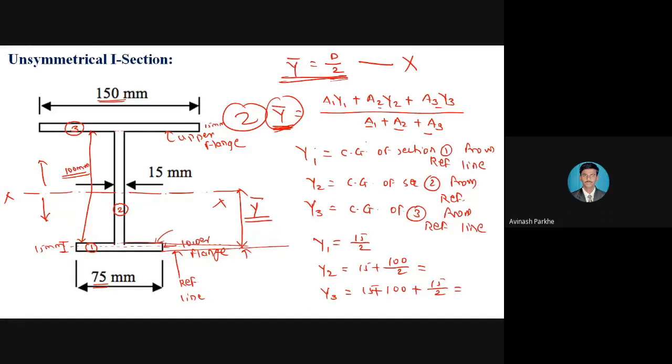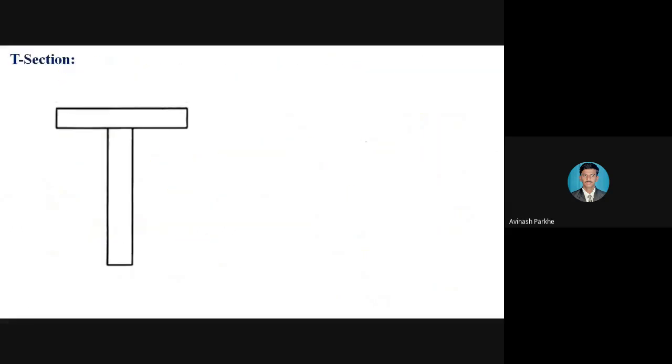Yes, what about others? Yes, sir. Okay. Yes, sir. This is for the I section. Now we'll discuss about the T section. Again, the T section is not symmetrical about the neutral axis. You can see this is the neutral axis of the T section.